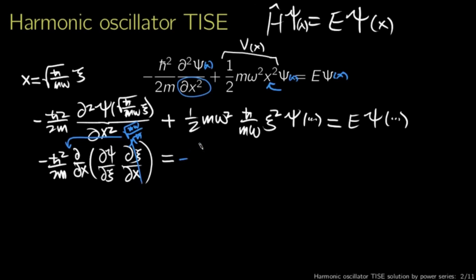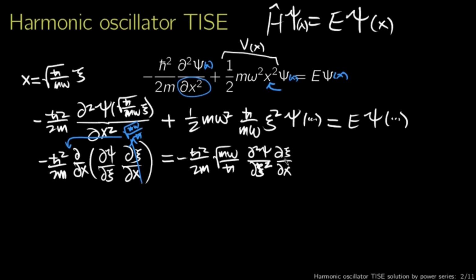Minus h bar squared over 2m times our constant, root m omega over h bar, times partial derivative again with respect to x. But now I'm taking the partial derivative of psi with respect to xi. So again, I have to apply the chain rule. What I'm going to get differentiating psi with respect to xi is a second derivative of psi with respect to xi now, times again a partial derivative of xi with respect to x.